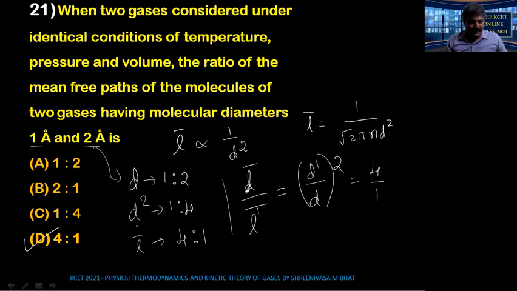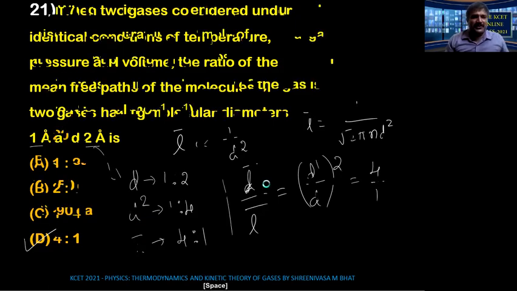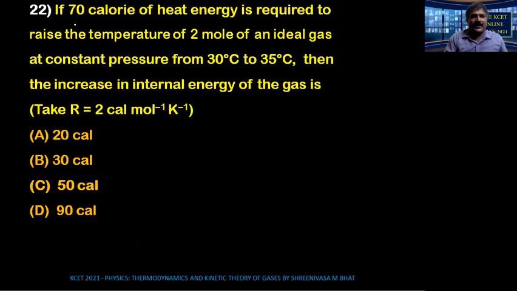So option D is correct. Then the 22nd question: if 70 calories of heat energy is required to raise the temperature of 2 moles of an ideal gas at constant pressure from 30 to 35 degrees Celsius, then the increase in internal energy of the gas is? The R value is given.